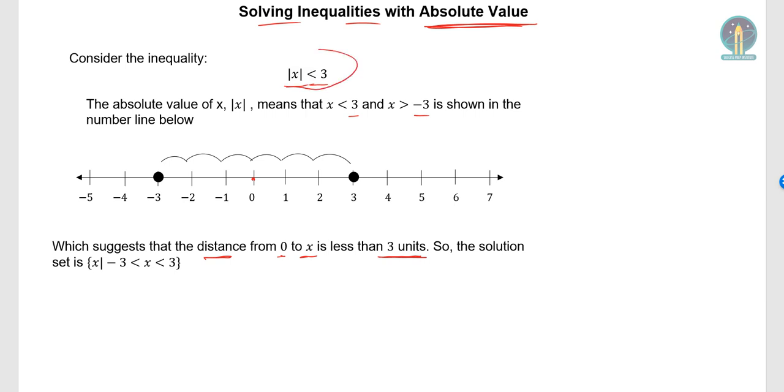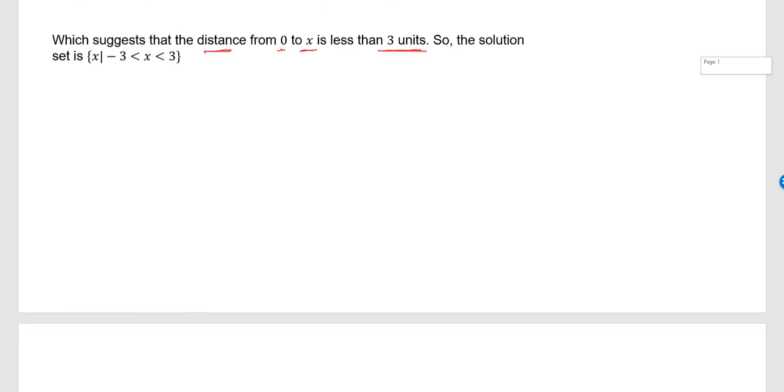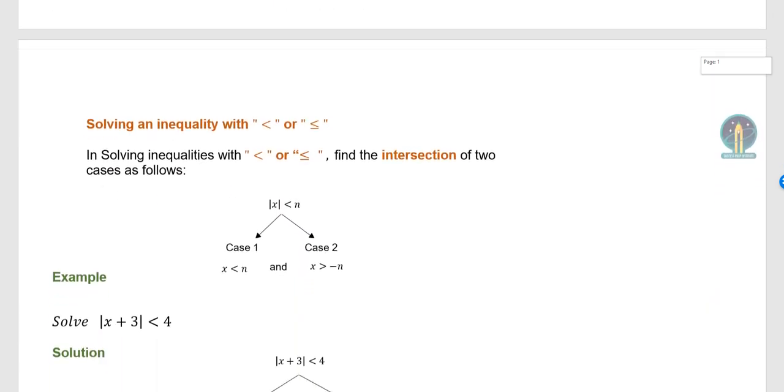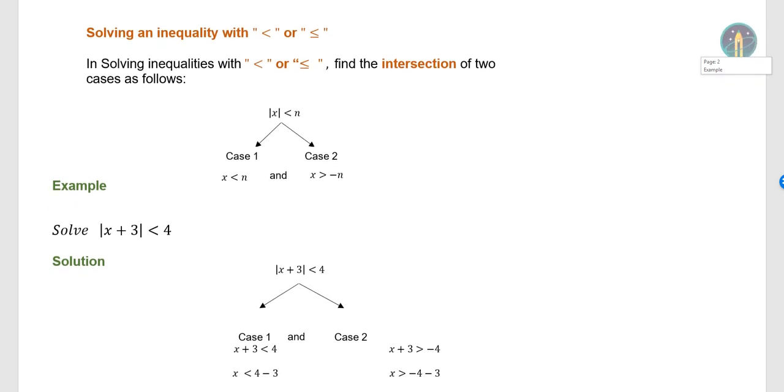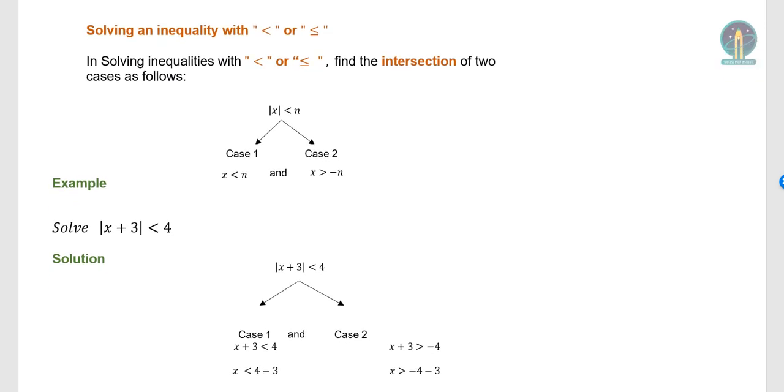So the way we write it mathematically is that we take this and we convert it to two inequalities, right? One says x is less than 3, and the other says x is greater than negative 3. Okay, let's look at the different manifestations of this type of inequality. So the first case of inequalities that have absolute value signs involve the less than sign, or the less than or equal sign.